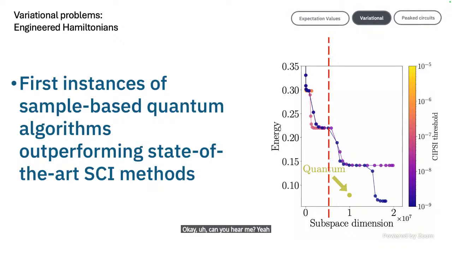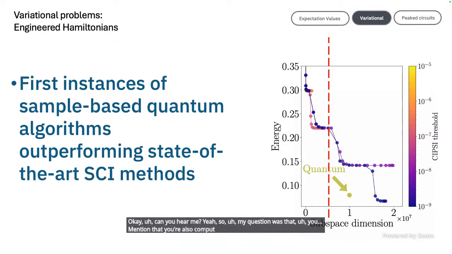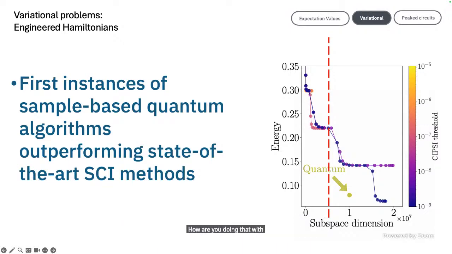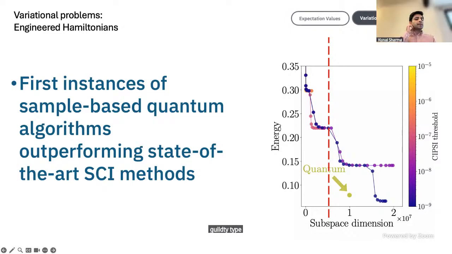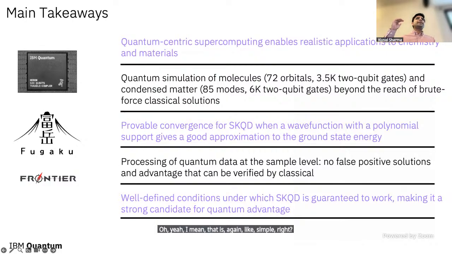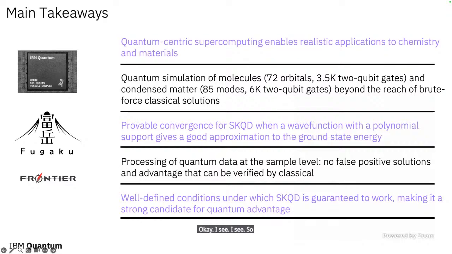My question was that you mentioned you're also computing the spin correlation. I was wondering how you are doing that with KQD or SKQD? Oh, that is again simple. At the end of the day, we get some approximation to the wave function, so we just get a wave function on an HPC. Now I can query any observable. I see, so you're doing that after you have got the wave function. Exactly, on the HPC. Okay, thanks.